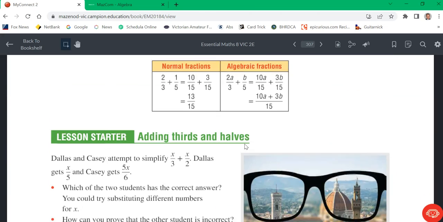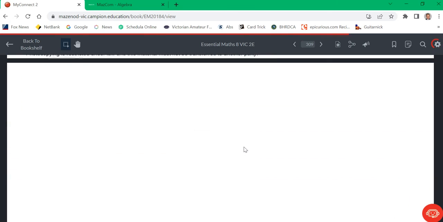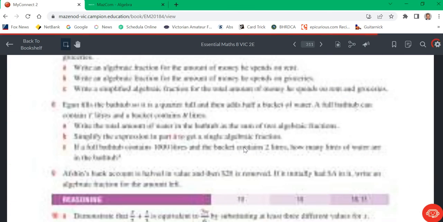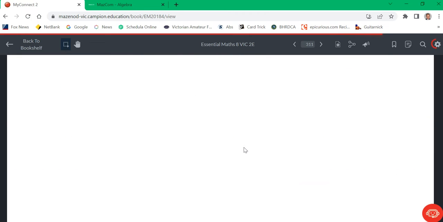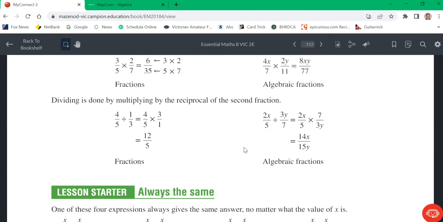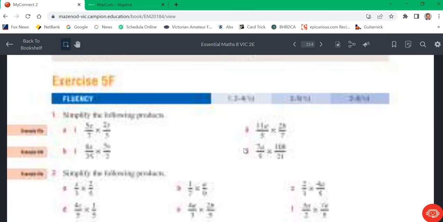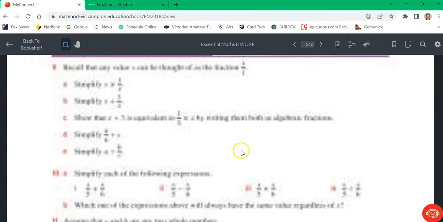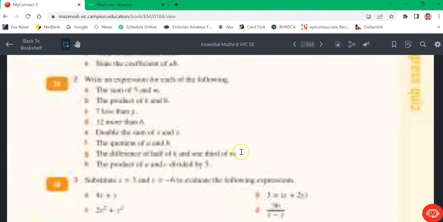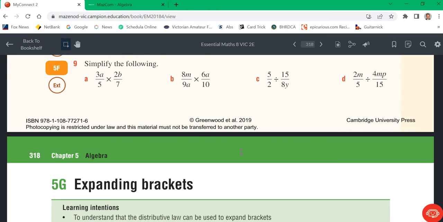Then adding and subtracting the algebraic fractions, we didn't do that, we're not doing that one. And we're not doing F, but we are doing G. Oops, sorry, scrolling through a page at a time here. So, but we are doing G. So I want you to go through that.